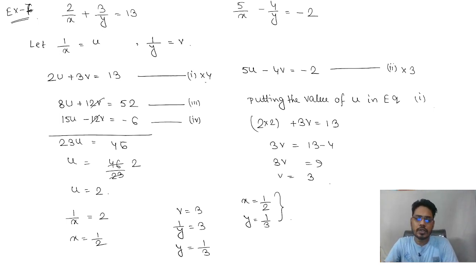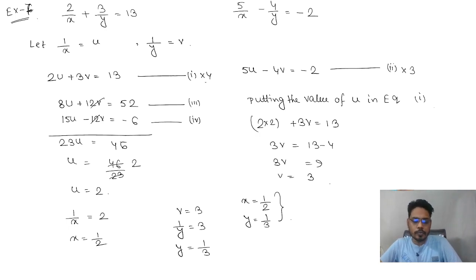Similarly, if 2 by x plus 3 by y is 13 and 5 by x minus 4 by y is minus 2, just assume that 1 by x is u and 1 by y is v. Why do we assume? It makes it simple. So 2u plus 3v is 13 and 5u minus 4v is minus 2. After calculating, you will get u is 2, and after putting the value of u in equation number 1, you will get v is equal to 3.